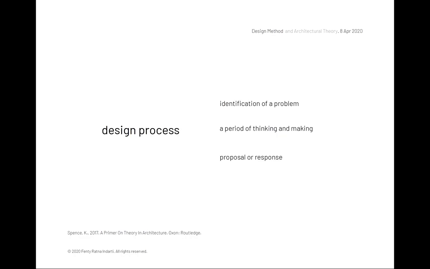So, from the four approaches I explained before, analysis synthesis, decision tree, evaluation in action, and conjecture analysis, we can conclude similarity based on their characteristics. First, it always starts by identifying a problem, and then there is a so-called period of thinking and making. After that, we come to a proposal or response as a result.